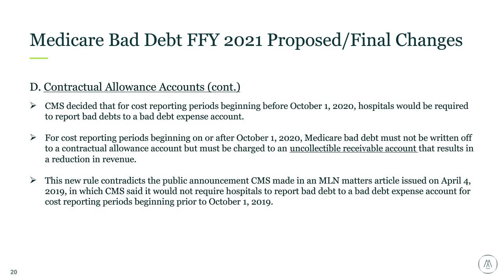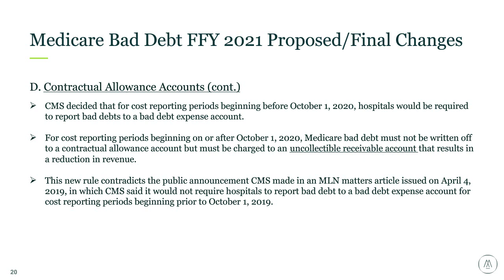CMS's pre-October 1st, 2020 position of writing off bad debt to an expense account contradicts their prior public service announcement issued on April 4th, 2019, wherein they stated they would not require hospitals to report bad debt to a bad debt expense account for cost reporting periods prior to October 1st, 2019. A lot of confusion in terms of the prior to October 1st, 2020 time period, and I just suspect there'll be more coming out from CMS on this.